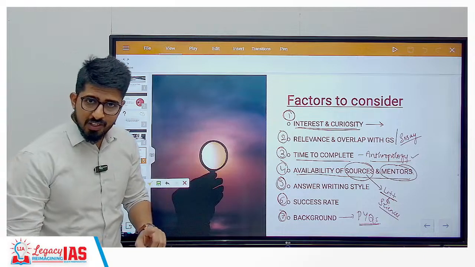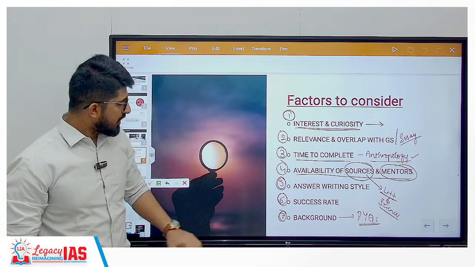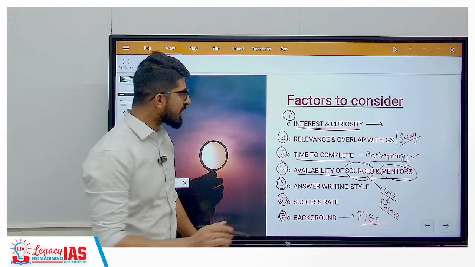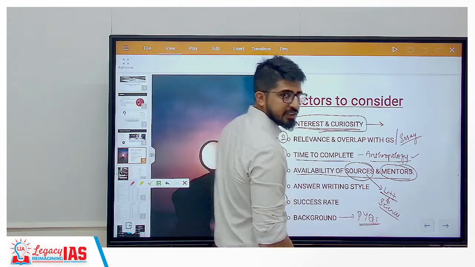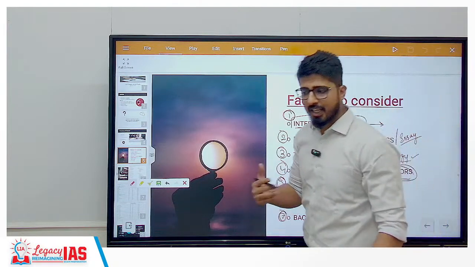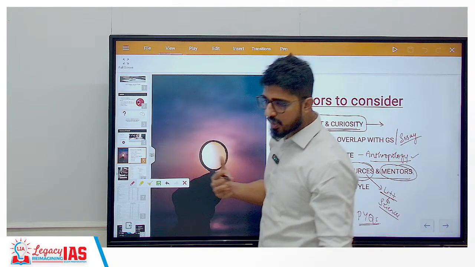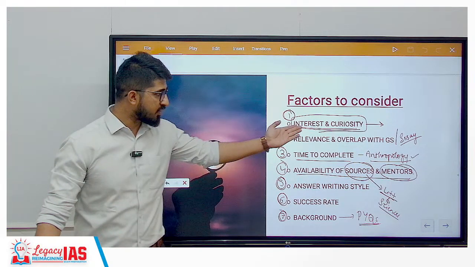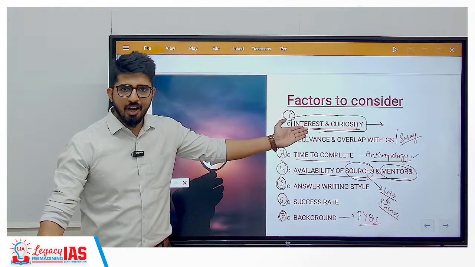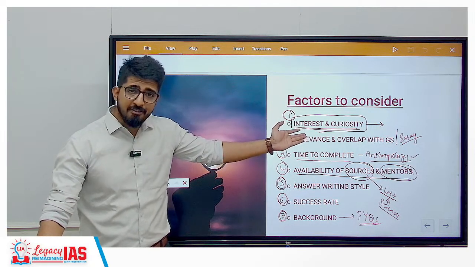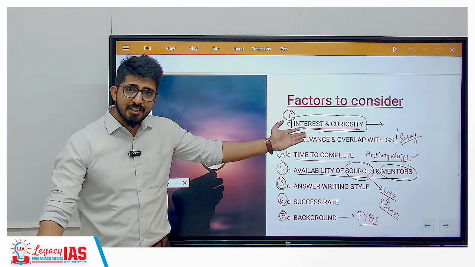As I told you earlier, all these are the factors people consider. However, the most important factor you need to consider is what? Interest and curiosity. This is the most important thing. Why? Because you have to keep your momentum and motivation on for almost 1.5 years. Now that takes a lot of effort, right? It would be effortless if you have interest in the subject. Clear?